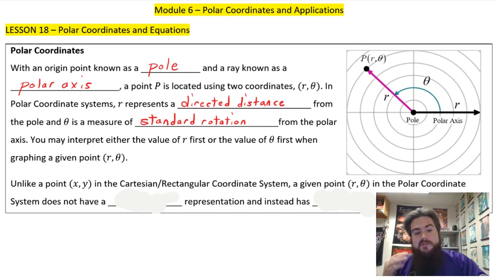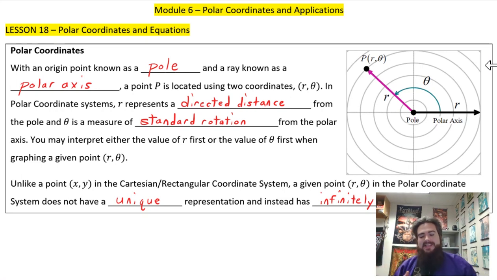Now, even more different with polar coordinates compared to Cartesian is that unlike a point (x, y) in Cartesian or rectangular coordinate systems, a given point (r, theta) in the polar coordinate system does not have a unique representation, and instead has infinitely many representations.